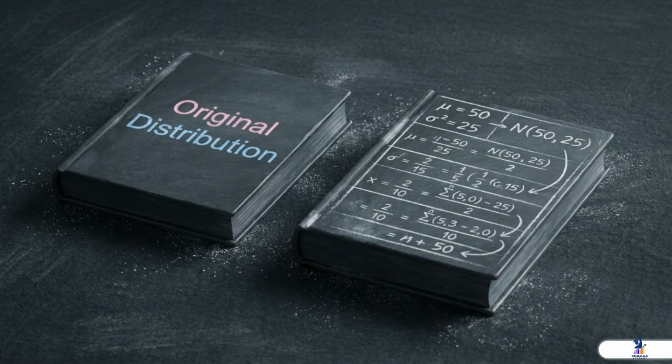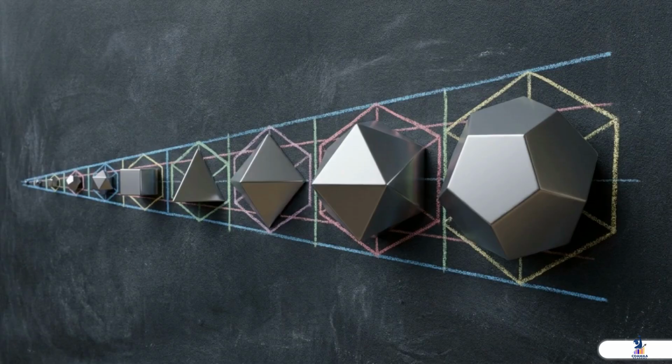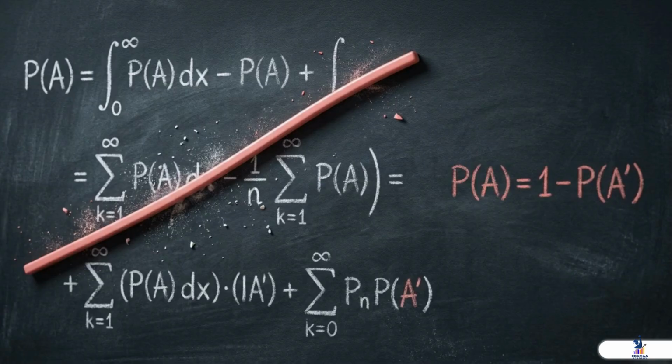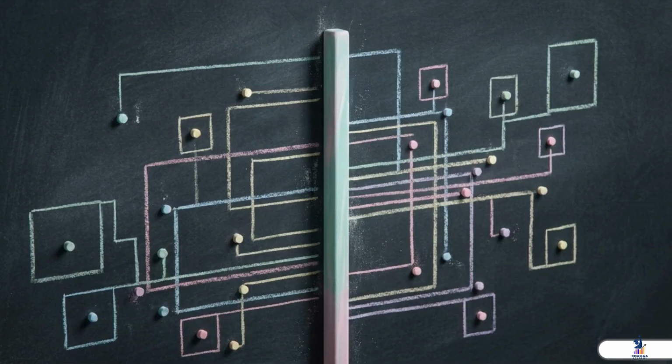The law of the unconscious statistician, or LOTUS, allows us to compute the expected value of a transformed variable using the original distribution without deriving a new one. This leads to the linearity of expectation. E of aX plus b is simply a times the expectation of X plus b. This property holds even when variables are dependent. These properties allow us to evaluate complex transformations without recalculating the underlying mathematical structure.